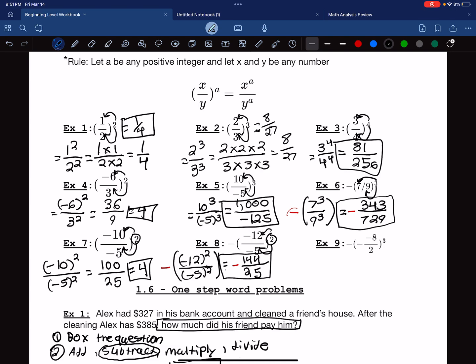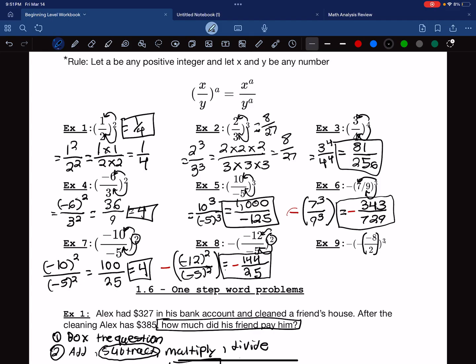Now, last but not least, let's work through example 9. So example 9 is a little tricky, but basically we have a negative floating outside the fraction, like in examples 6 and 8. But then we also have this negative floating outside here as well. So basically, we can write another extra set of parentheses around here. So we're going to have parentheses within parentheses.